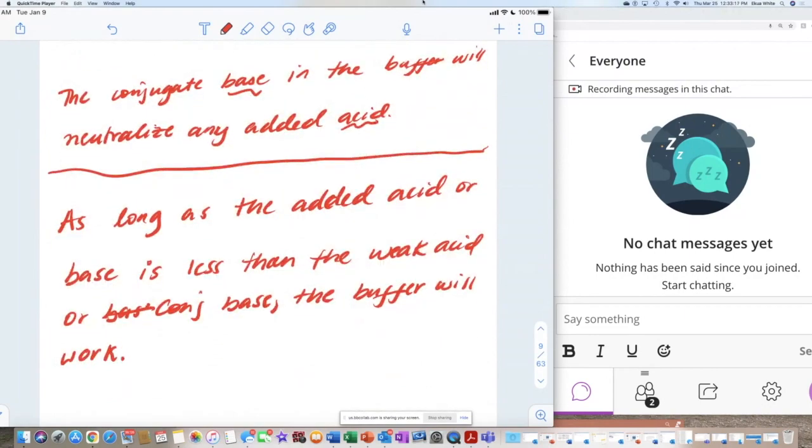Remember in the beginning we said make sure you have enough of the weak acid, make sure you have enough of the conjugate base. You don't want these to run out. Once they run out chemically and the equilibrium is not making any more of them, you don't have a buffer anymore.